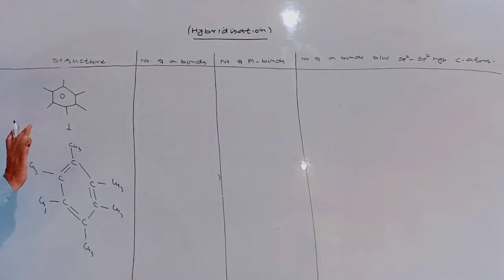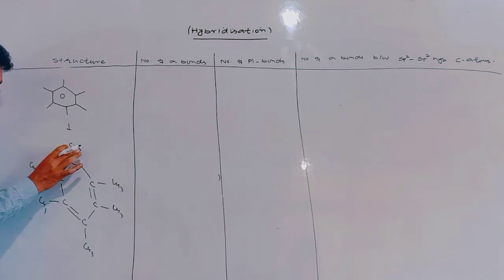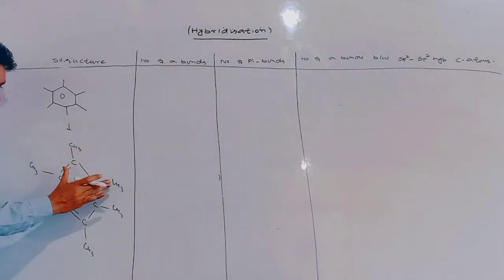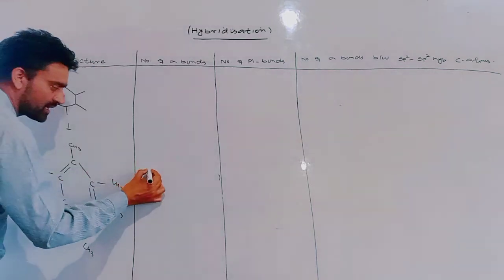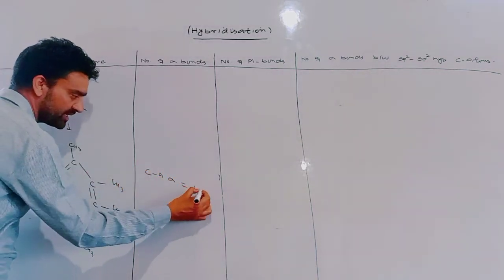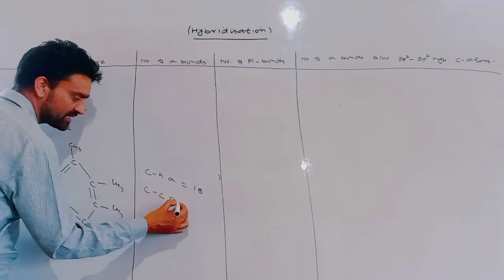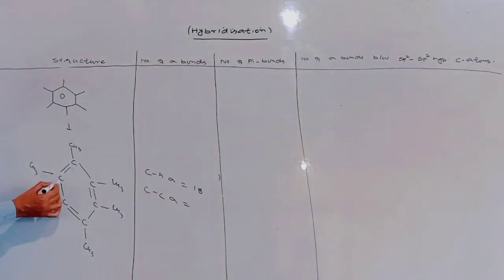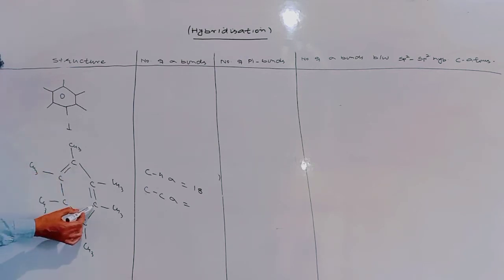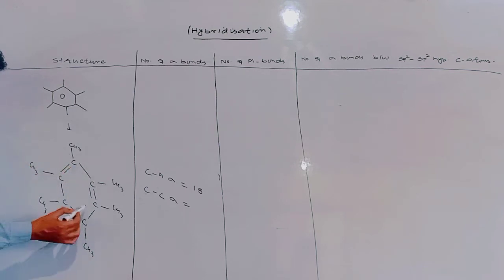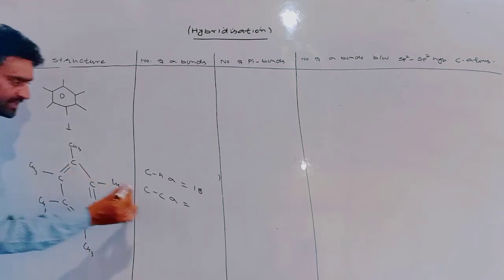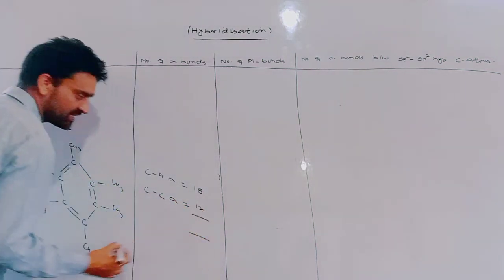First of all, we will calculate carbon-hydrogen sigma bonds. 3 per carbon. How many carbons are there? 1, 2, 3, 4, 5, 6. 6 into 3, 18. Carbon-hydrogen sigma bonds are 18. Now calculate carbon-carbon sigma. Start from this. 1, 2, 3, 4, 5, 6, 7, 8, 9, 10, 11, 12. Clear? 12. Total sigma bonds are 30.